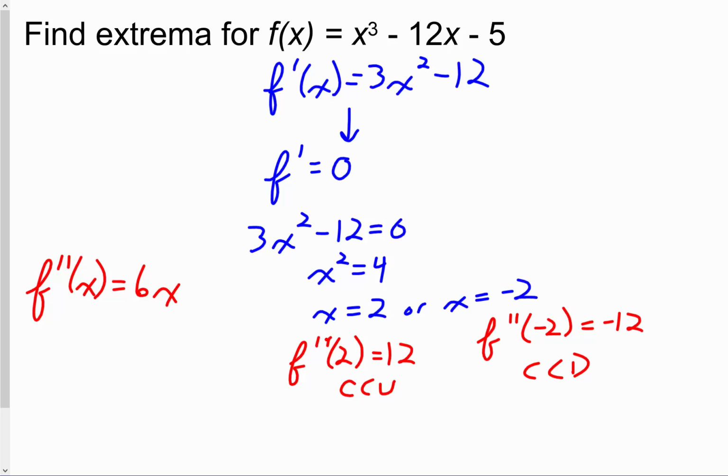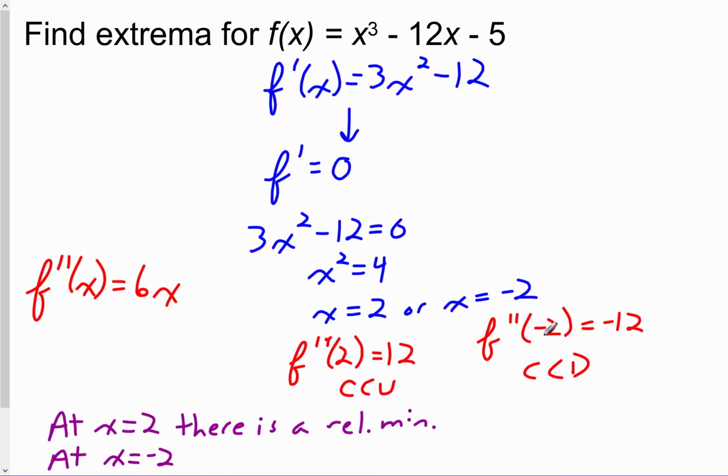So what this means is because at positive 2, because I have a horizontal tangent and it's concave up, there is a relative min. And then at x equals negative 2, because there's a horizontal tangent and it's concave down, there is a relative max.